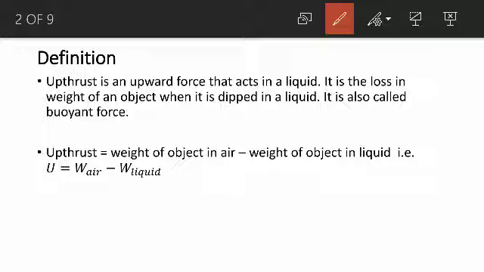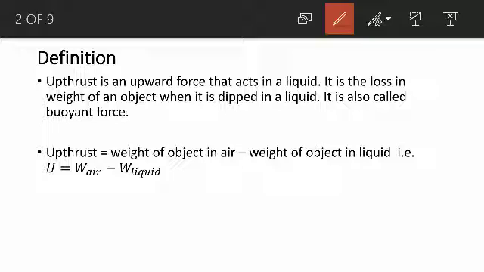There are a lot of applications where we see upthrust. One of them is that it's easier to lift an object when it is dipped in water or in a liquid than to lift it ordinarily in air. So what makes it easy to lift an object in water? That is upthrust, an upward force that acts in every liquid, water or oil.